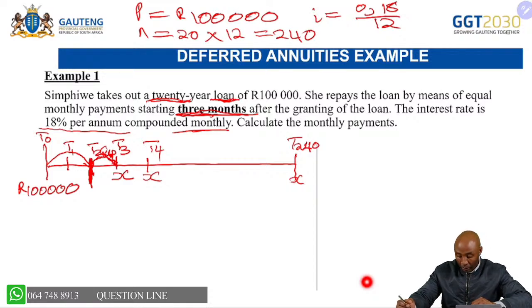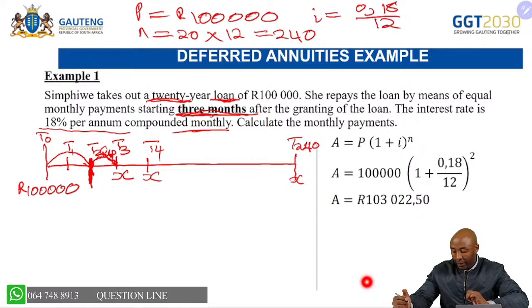Could we quickly use the compound interest formula? Our N in this case is going to be 2. We substitute into the compound interest formula, and we should get our new loan amount as 103,022.50. This becomes our new loan amount. So when we substitute into the present value formula, we are going to take our loan amount as 103,022, not 100,000.